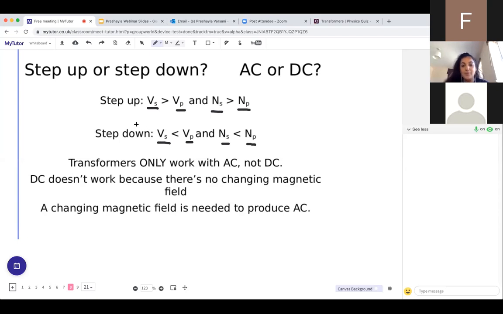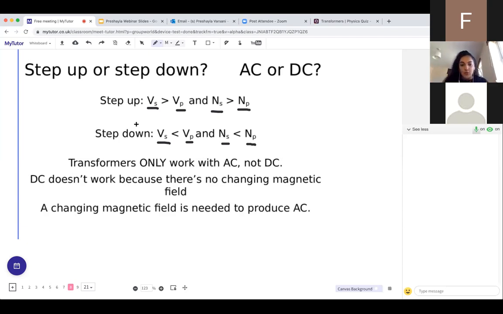Okay, so step up is all about increasing voltage, which means that the secondary voltage is obviously bigger than the primary voltage. Step down is all about decreasing the voltage and taking it from a bigger primary voltage to a smaller secondary voltage.